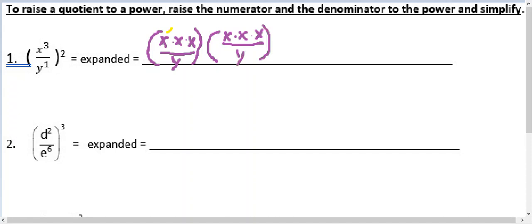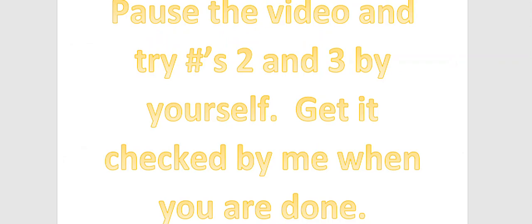So then I can count up how many I have. I have 1, 2, 3, 4, 5, 6 x's. So I have x to the 6th power in my numerator, and then I have 2 y's, which give me y to the second power, or y squared, in my denominator. All right, pause the video and try numbers 2 and 3 by yourself. Get it checked by me when you are done.